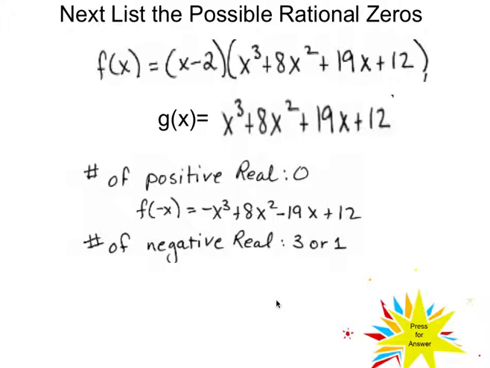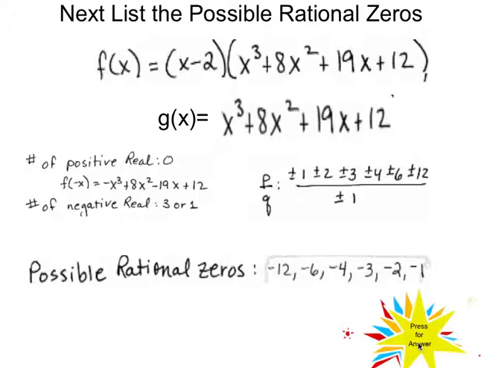Next, I want you to list the possible rational zeros. Press pause on your video. When you're ready for the answer, press play again. So I wrote the factors of my constant, my numerator, divided by the factors of the leading coefficient, my denominator, and then I listed my possible rational zeros from low to high. Notice, I only listed the negative ones because I knew that there were no positive real zeros.